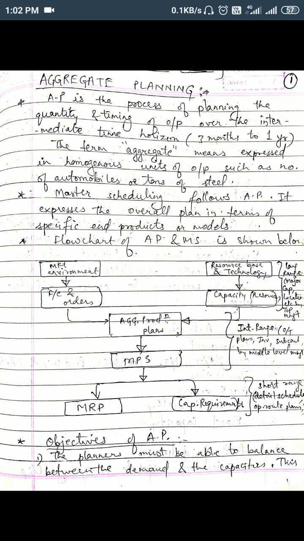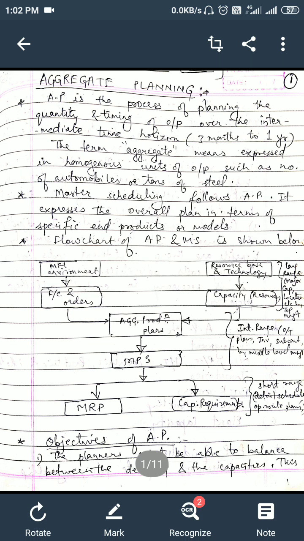So there are three types of planning in the industries. One, a long range planning. Second, intermediate range planning. Third is short range planning. So aggregate planning is a planning that comes under intermediate range planning.